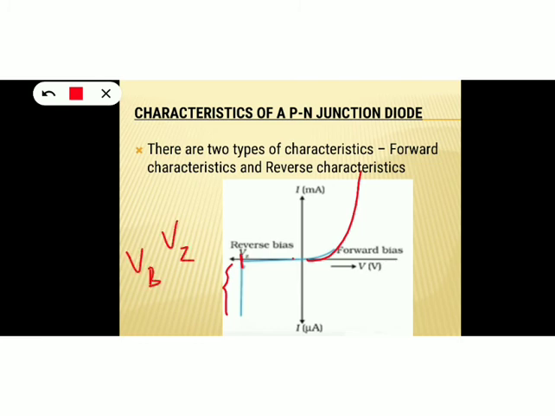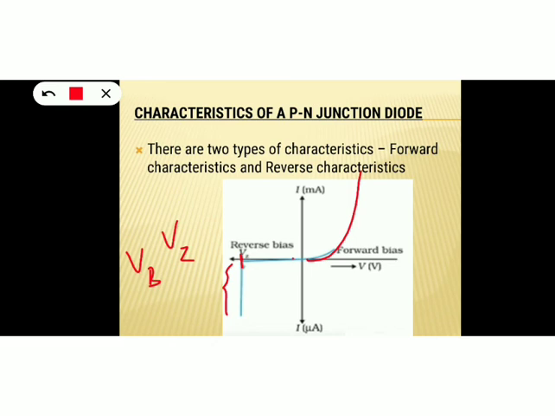So initially when the voltage increases, the value of current is very less in the case of reverse bias, but after the voltage crosses the breakdown voltage, what happens? The reverse current increases rapidly in the negative direction. So this is known as the breakdown voltage. And this is about the VI characteristics in the reverse bias.